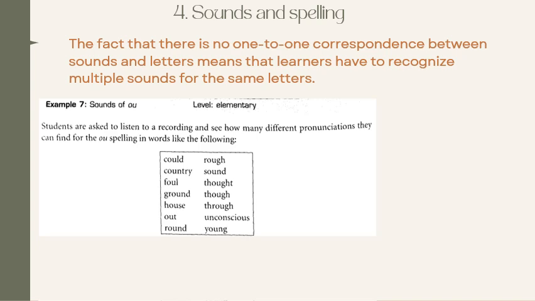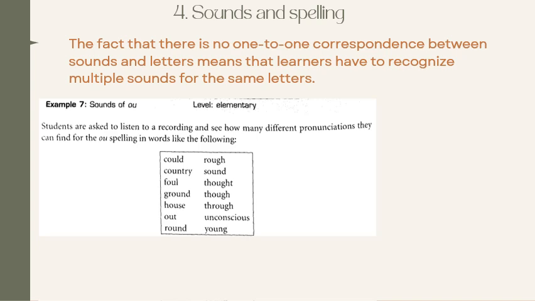So it is quite important that we help students deal with letters that produce multiple sounds, as suggested in this activity right here. Have students listen to a recording of a list of words containing the same letters that produce different sounds. In this case, we have OU. So we have could, and then instead of country, it's country. So now we have another sound for OU. And then foul, right? Another sound for OU.